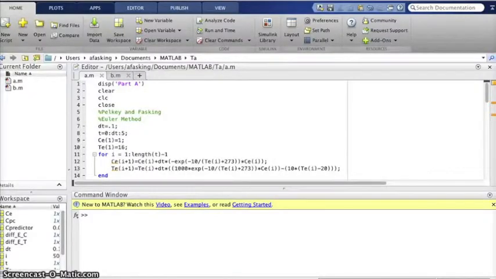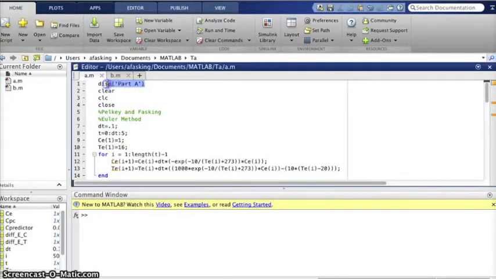So we were asked to look at the change in concentration and change in temperature as time progressed in a non-isothermal batch reactor. We were given two equations that both were related to the temperature and the concentration, but both of them were differentials, but they didn't have a variable time in their equation. So we started by, of course, just displaying what part we were, so we know where we were, the classic clear, clc, close.